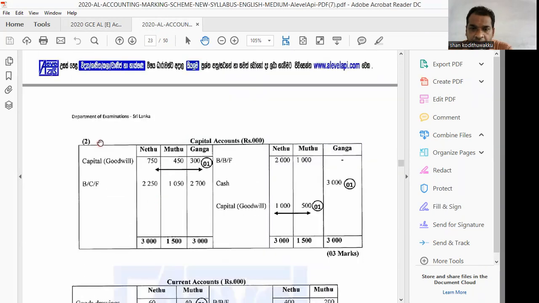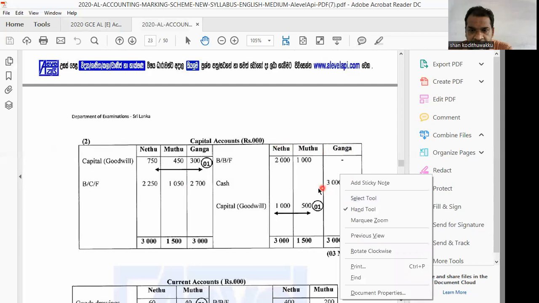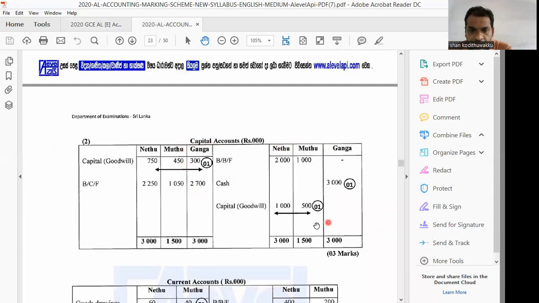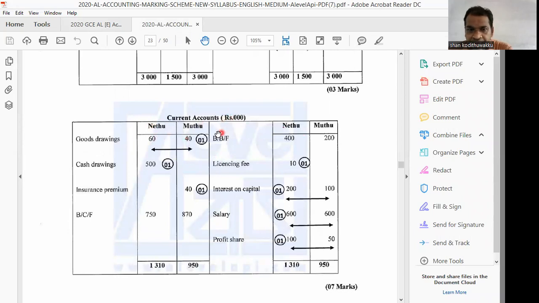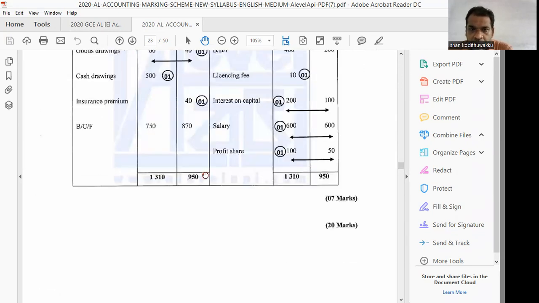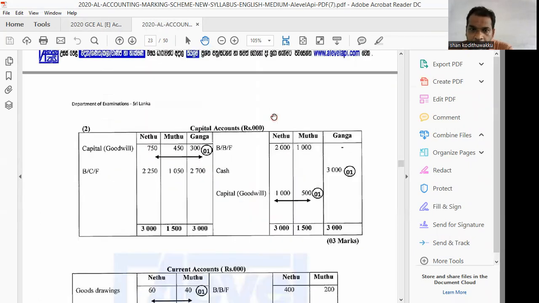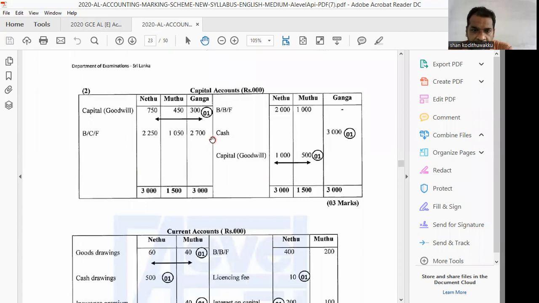Then secondly, you can draw the capital accounts, as a new partner, Ganga, came to the business. You can have 3 columns on both sides. This is the horizontal format, Nethu, Muthu and Ganga. Then you can draw the current accounts, including 2 columns, because in the current account we will record only what is done to all partners. Then you should be familiar with the formats. At the examination, you read the question, draw the format and name it.